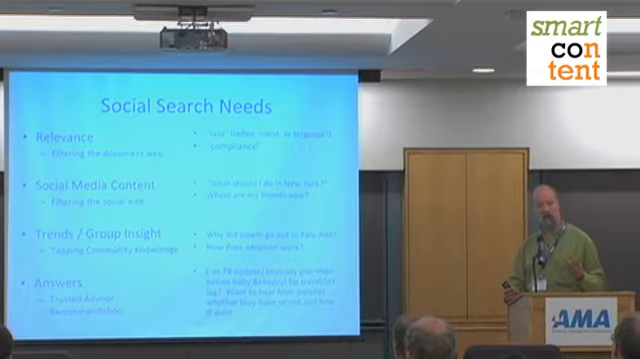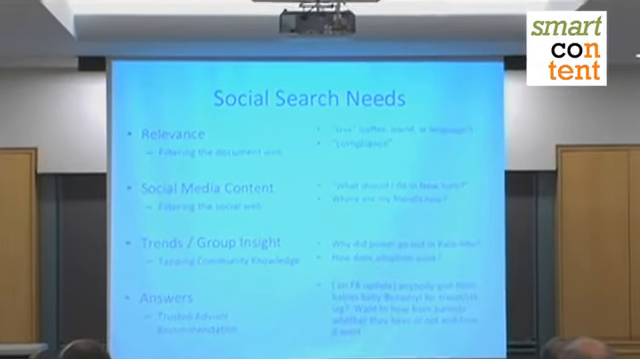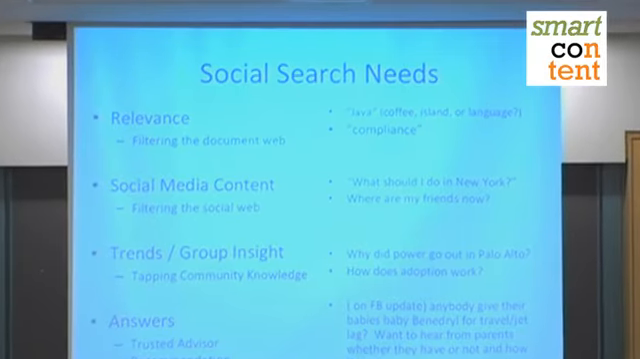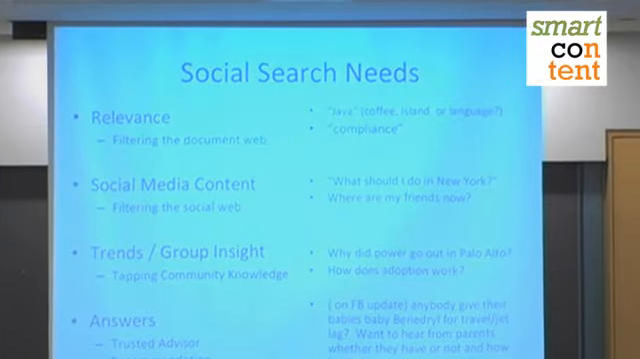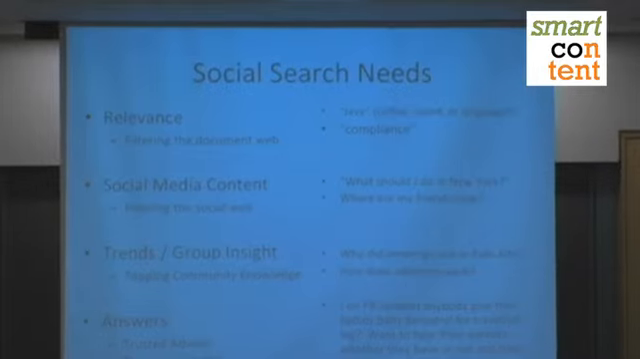The second category was social media content. What is happening, what should I do while I'm in New York? Where are my friends? And that is happening a lot actually on Bing Twitter now. The third is trends and group insight, looking at community knowledge and seeing how things are going. Why, how does adoption work? I happen to have an adopted daughter, and the adoptive community, for me, is a source of great wisdom. And it's not a particular individual, it's the community as an entity.